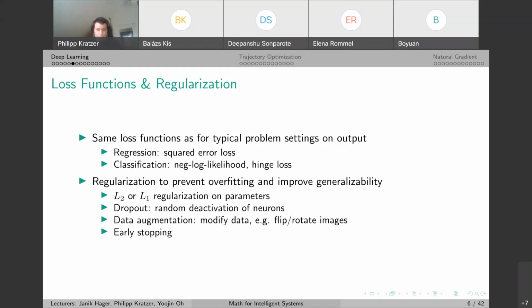You can do data augmentation, so a good way to increase performance usually is by putting more data in. If you don't have more data, you can do data augmentation, like modify your data, rotating images, flipping images. And another way to regularize neural networks is early stopping of the training procedure. So instead of training till the end, till we end up in maybe some local minimum, we stop earlier.